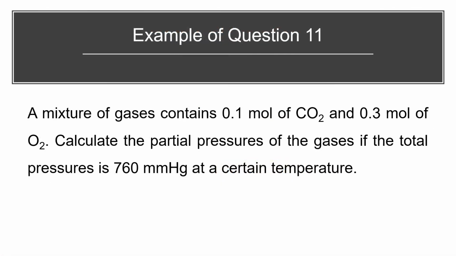Now, let's try an example question. A mixture of gases contains 0.1 mole of carbon dioxide and 0.3 mole of oxygen. Calculate the partial pressure of the gases if the total pressure is 760 mmHg at a certain temperature.